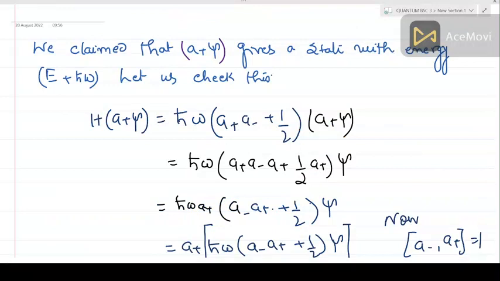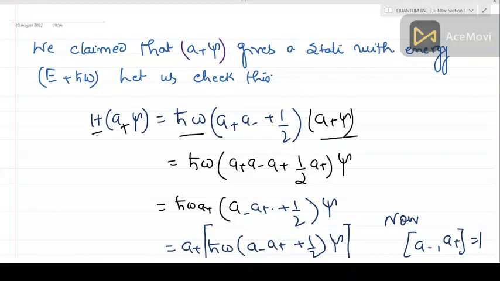Now we had the claim that if you apply A plus on psi, it gives a new state with energy E plus h bar omega. Now H A plus psi, here A plus is not added to psi, it is A with a subscript plus. So be careful. You write the Hamiltonian in the above form, h bar omega times A plus A minus plus 1 by 2, acting on this wave function.